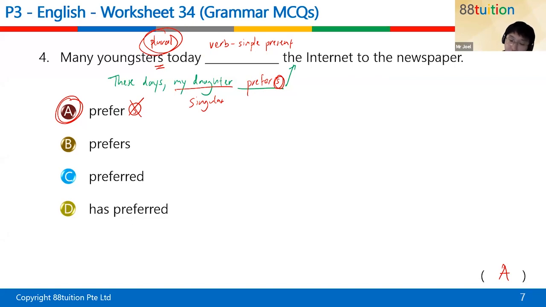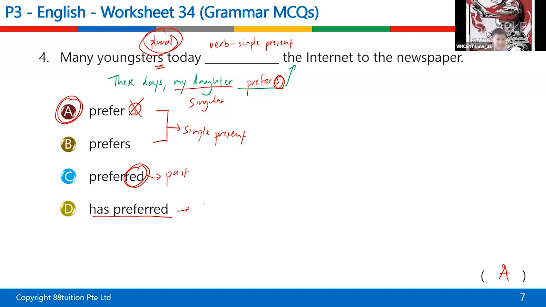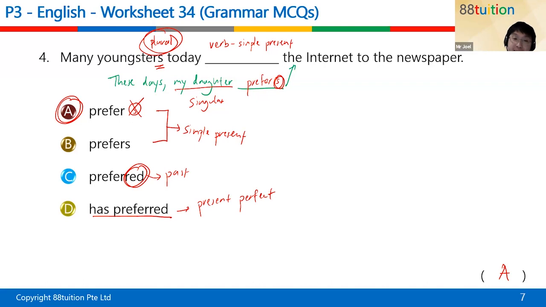All right, and why do we use the simple present tense here? Both A and B are simple present, you know. Why can't we use this? This is the past tense. And this is the present perfect tense. Yes, Vincent? If you put "many youngsters today has preferred the internet to the newspaper", it will sound weird, right? Yeah, it's very awkward.